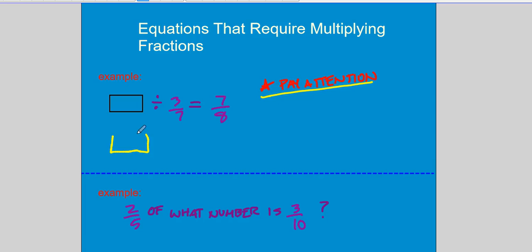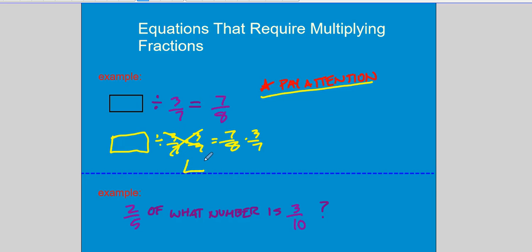So what I'm going to do here is I'm going to literally do this. I'm going to take this, so I'm going to now multiply it by 3/7. But then what I do to one side of an equation, I have to do to the other. So I have to multiply the other side by 3/7. So dividing by 3/7 and multiplying by 3/7, those operations cancel out.